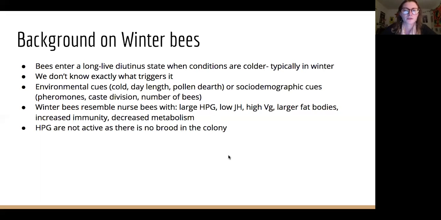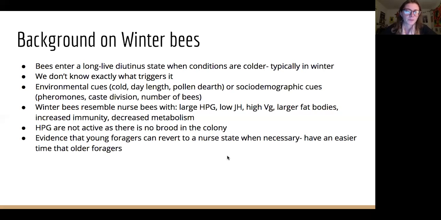And the thing that distinguishes winter bees from regular nurse bees physiologically is that the hypopharyngeal glands are not actually active in producing brood food for the colony because there is no brood. Brood pheromone is required for the hypopharyngeal glands to activate. And so they're really enlarged, but they're empty. And so that's one physiological marker that we'd be interested in looking at, along with fat bodies. It's something that sets winter bees apart from any other bee, is that hypopharyngeal gland state.